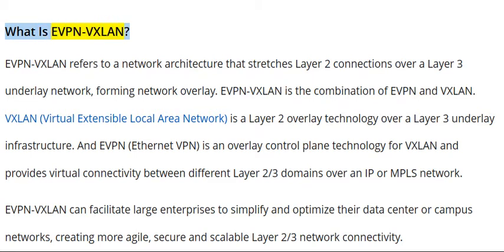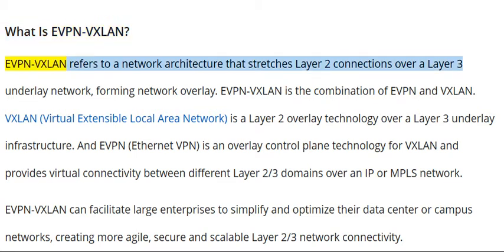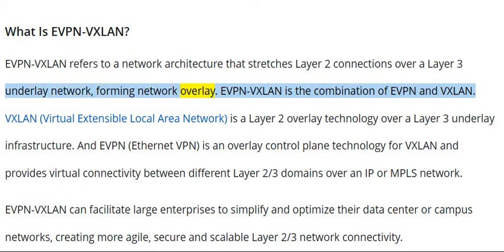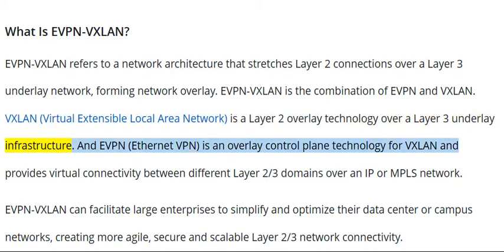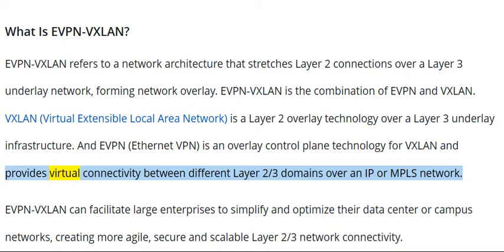What is EVPN VXLAN? EVPN VXLAN refers to a network architecture that stretches layer 2 connections over a layer 3 underlay network, forming network overlay. EVPN VXLAN is the combination of EVPN and VXLAN. VXLAN, Virtual Extensible Local Area Network, is a layer 2 overlay technology over a layer 3 underlay infrastructure. And EVPN, Ethernet VPN, is an overlay control plane technology for VXLAN and provides virtual connectivity between different layer 2 and 3 domains over an IP or MPLS network.